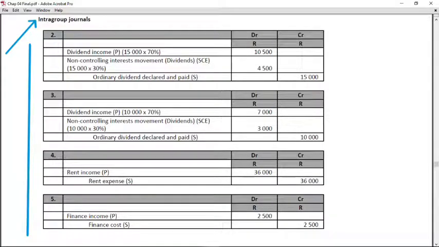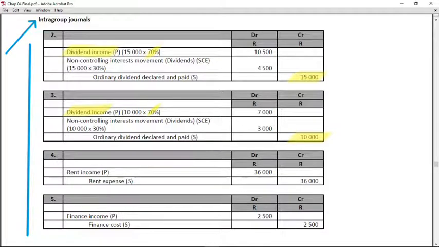Journal 2 and 3 looks at the intra-group dividend, which is the dividend declared and paid by the subsidiary. The amounts of 15,000 and 10,000 you can find on the trial balances. Please refer back to the discussion of this consolidation journal entry. We eliminate the full dividend declared by the subsidiary, so that in the statement of changes in equity of the group, we are left only with the dividend declared by the parent. The parent's portion of this dividend is included in other income of the parent, so it eliminates out of dividend income at the parent's proportionate share.